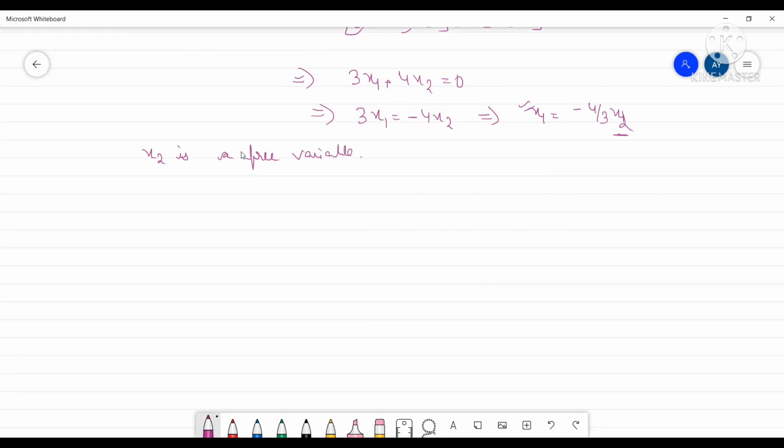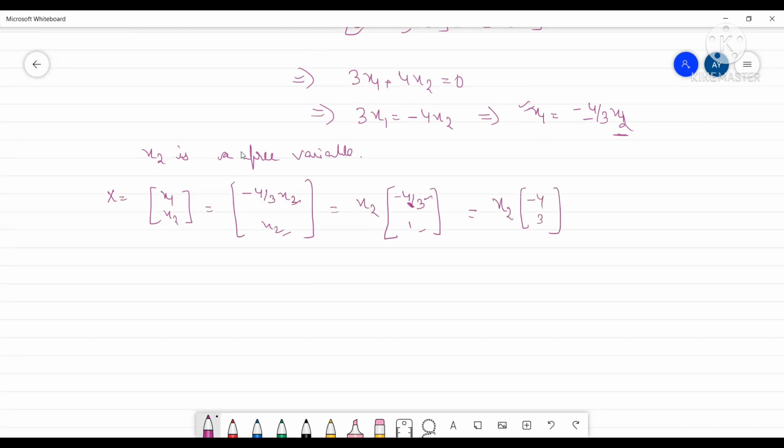Now see, what is the general solution of x? Actually, x is [x1, x2], right? But we got x1 as minus 4 by 3 x2, and x2, right? So this is equals to, we have x2 common, take x2 out. If you take x2 out, what do you get? Minus 4 by 3, 1, right? Now I don't want this in a fraction form, so I'm just multiplying with 3 in this row and this row. So what will you get? x2 into [minus 4, 3]. This is what the vector is. This is what we got only for x2.